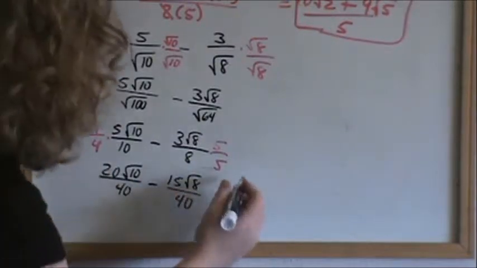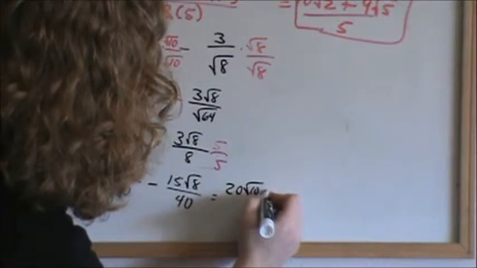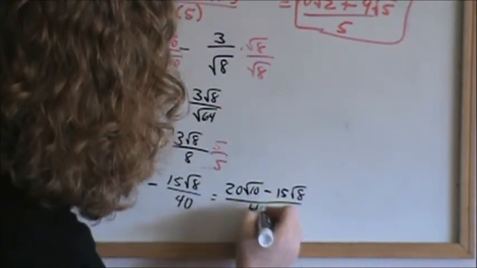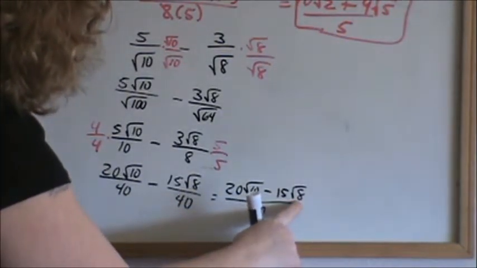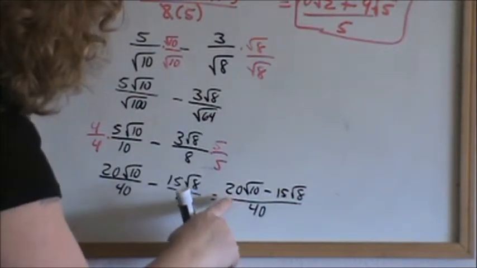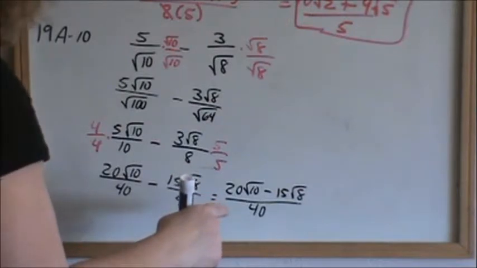I write this whole thing over one denominator. So I say 20 square root of 10 minus 15 square root of 8, all over 40. I look and see square root of 10 is not the same as square root of 8, so I cannot subtract them. So I leave it like this. So the next thing I look for is, can I simplify my radicals?